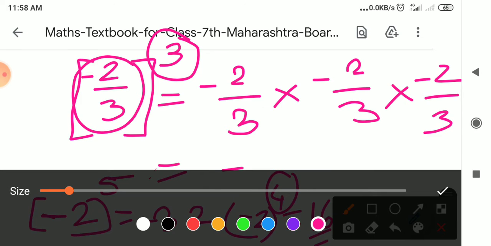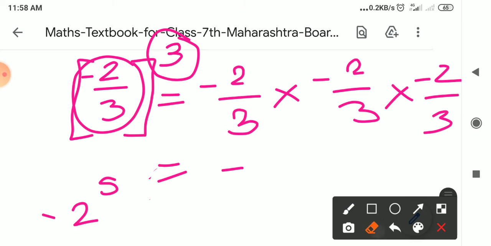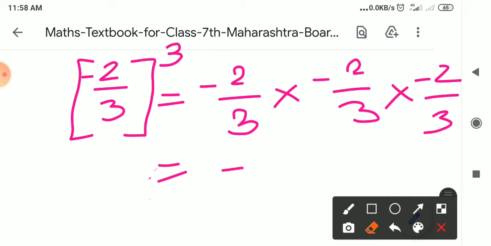Same thing is here: the number minus 2 upon 3 is negative. The number is negative and its power is an odd number, so the answer will definitely come negative. So first of all, give the sign. From this, what you are understanding is, if the base is negative and its power is an odd number, then the answer is negative, and if the power is an even number, the answer is positive.